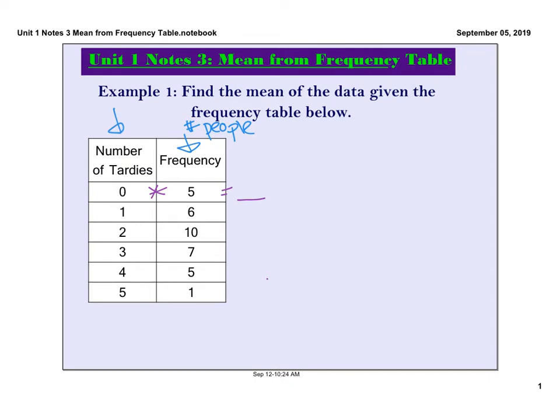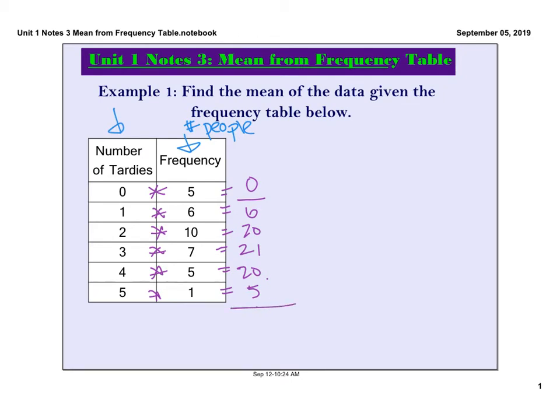So 0 times 5 gives me 0. 1 times 6 gives me 6. 2 times 10 gives me 20. 3 times 7 gives me 21. And 4 times 5 gives me 20. 5 times 1 gives me 5. Okay, so that's the total number of tardies for each row.